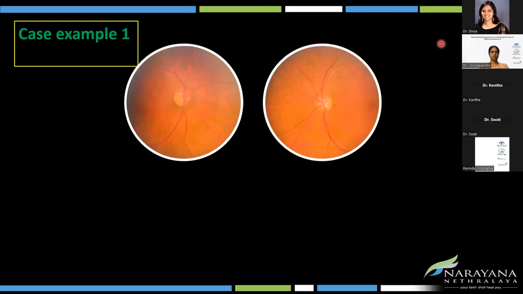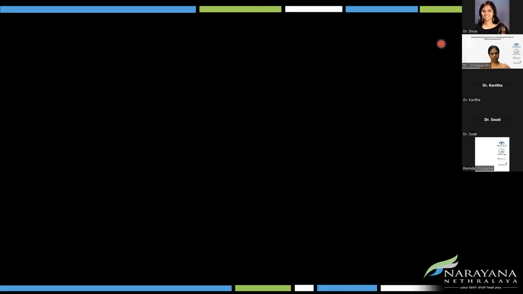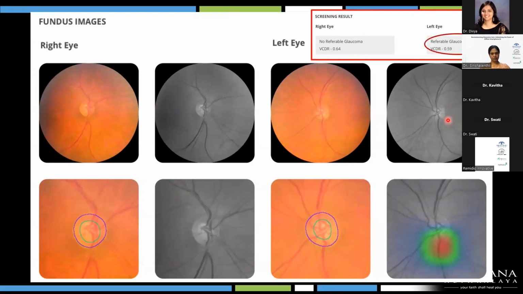So this is the first case example. This was the image which was given to both the clinician and the AI. And the clinicians had to follow a strict predefined criteria for grading the images. At the end of the consensus image grading, it was no glaucoma. And the AI gave an output as referable glaucoma. When we look at the printout, we can see these areas, these are the class activation maps, which are highlighted like heat maps. And what is even more interesting is that the VCDR was just around 0.6, but the class activation map has actually highlighted an abnormality beyond the VCDR.